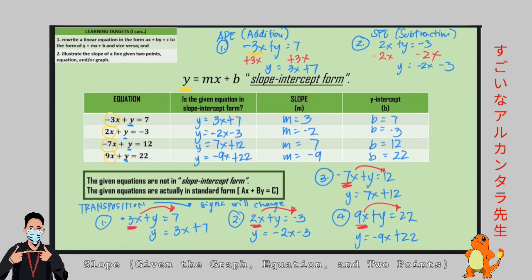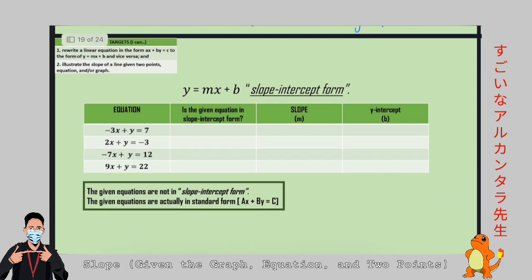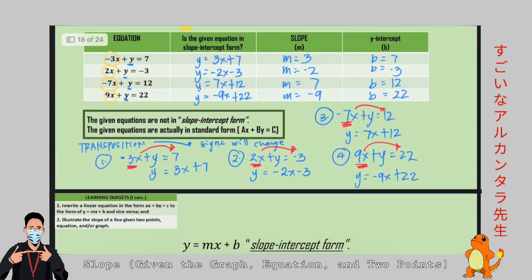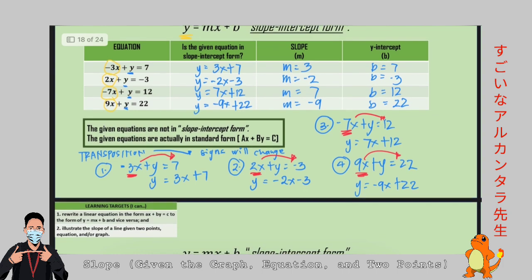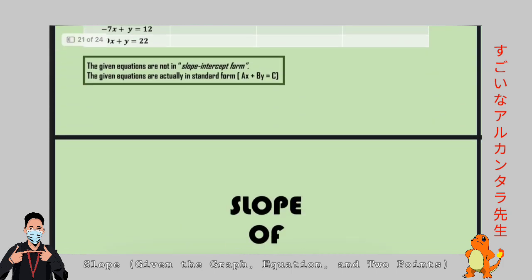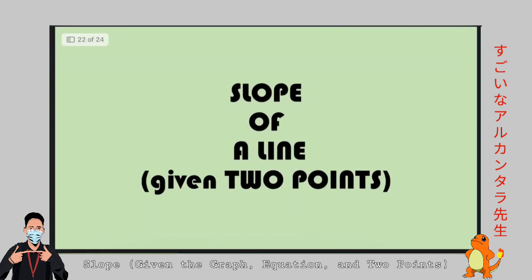So the last examples that we're going to have is identifying the slope given 2 points. So wait, did it repeat? Yep, I think it repeated. Yeah, it repeated. Now let's go to the last one. Slope of a line given 2 points.